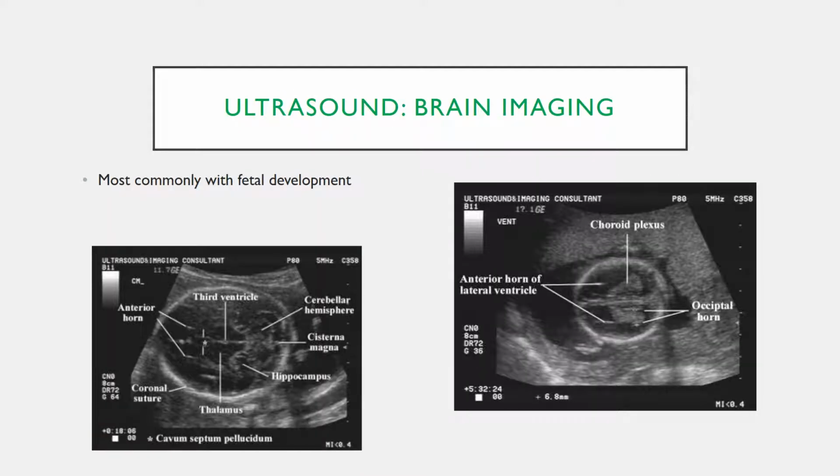Ultrasound can be used to analyze brains, most commonly with fetal development. So CT and MRI are going to be the most common imaging modalities to view the head and the brain. Ultrasound, again, is pretty common with fetal development since it's non-ionizing. Ultrasound can also be used, though, to visualize some head vasculature and the orbits.